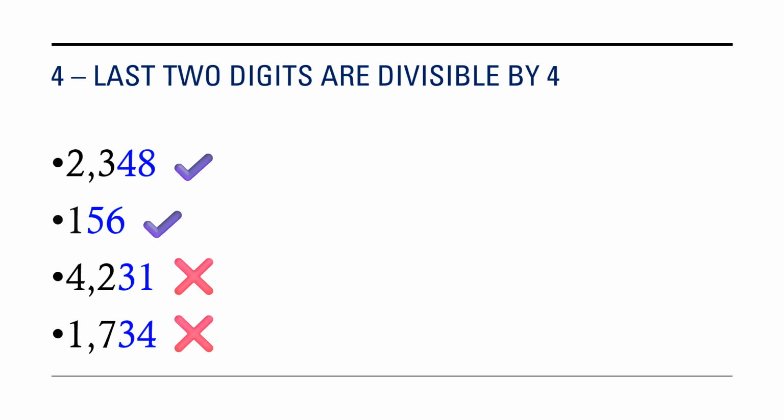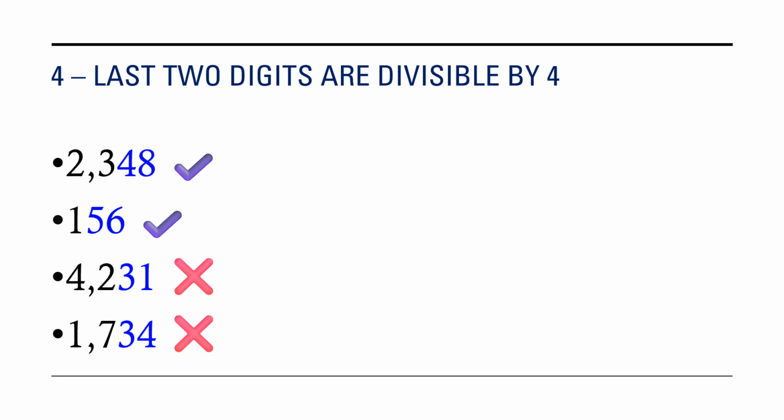2,348. It ends with a 48, and the 48 is divisible by 4, which means that the whole number 2,348 is also divisible by 4. It doesn't matter how big the rest of it is. It's just the last 2 digits. Are those 2 digits together divisible by 4?